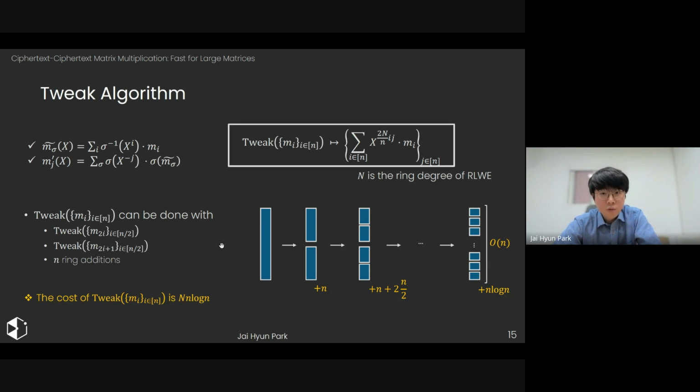Okay, so overall, for this structured ring addition, we suggest the twig algorithm, and the cost of the twig algorithm is n square log n instead of n cubic. So this is good.